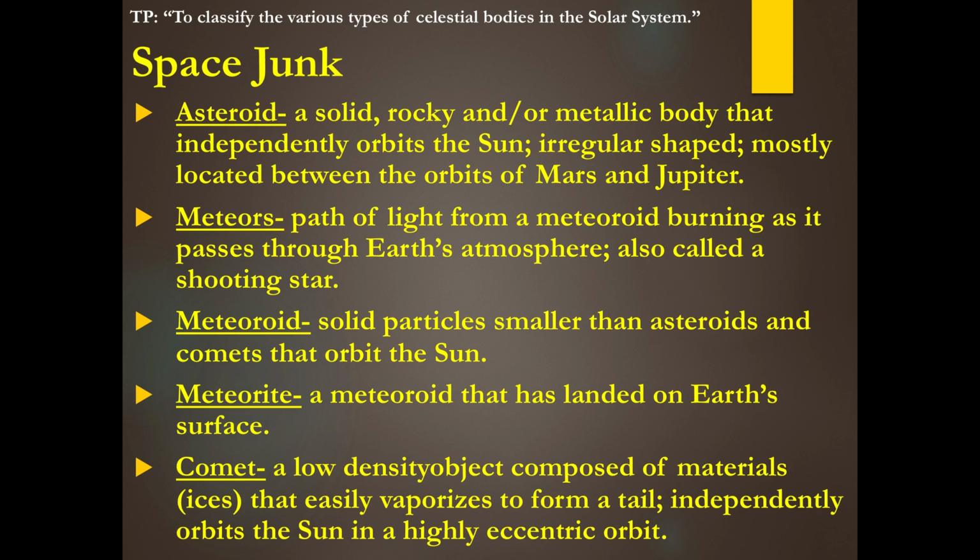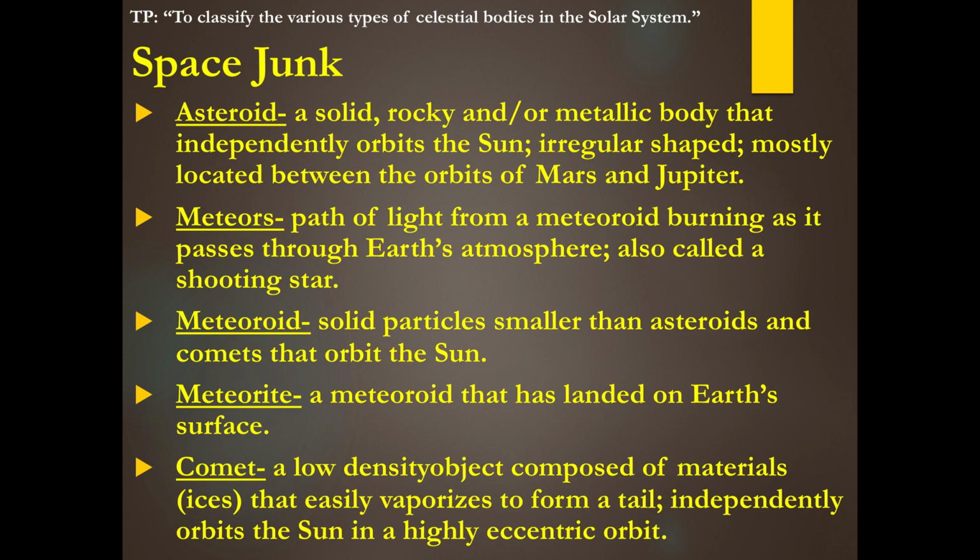Next, meteors. A meteor is the path of light from a meteoroid burning as it passes through the Earth's atmosphere. This is also called a shooting star. A meteoroid is a solid particle smaller than asteroids and comets that orbits the sun. A meteorite is a meteoroid that has landed on the Earth's surface.